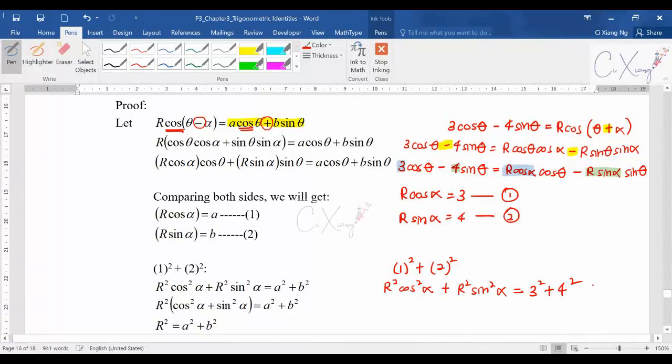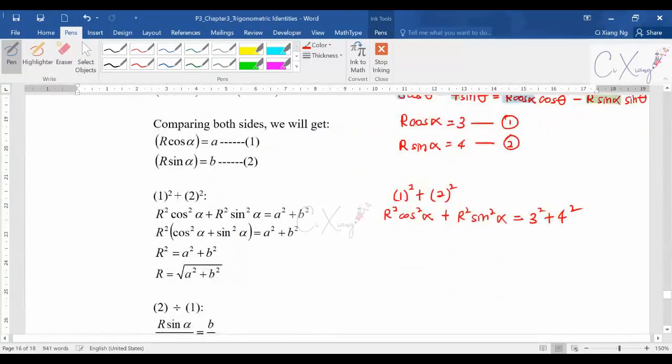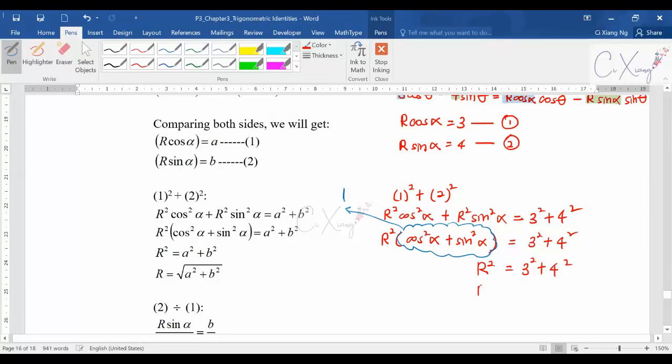Then you factorize the r out. When you factorize the r, you have r square times cos square alpha plus sine square alpha, equals 3 square plus 4 square. This whole thing, cos square alpha plus sine square alpha, equals 1. That's why on the left you have only r square equals 3 square plus 4 square. Therefore, your r is the square root of 3 square plus 4 square. For this case, we are having 5.